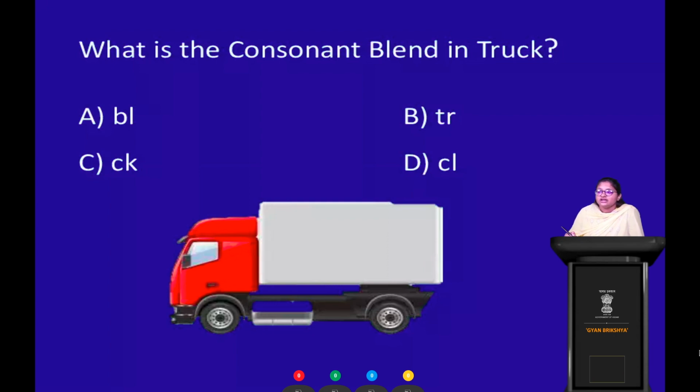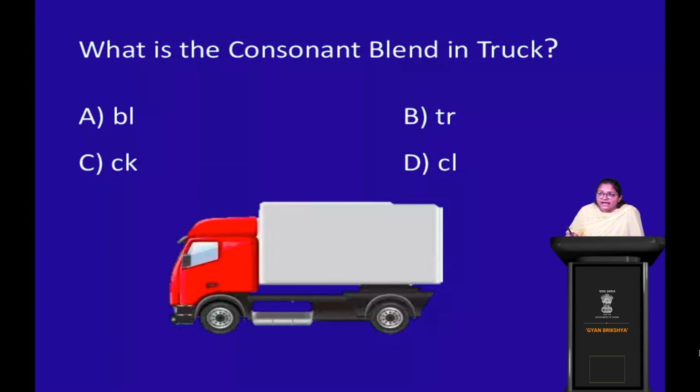Okay, TR, truck. যারা A দিয়েছো, BL, এখানে BL তো কোথাও নেই, right? আর যারা C দিয়েছো, CK এখানে হবে না। আমরা এখানে consonant blend সাউন্ডটার কথা বলছি। তো সাউন্ডটা কি আসছে? সাউন্ডটা তো ট্রাক। আচ্ছা, ট্রাক, so TR, right? বুঝা গেছে? Okay, so now let's move forward with our class.